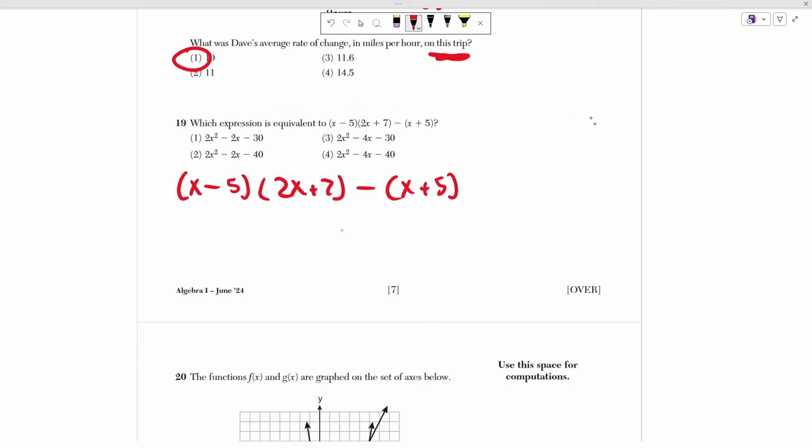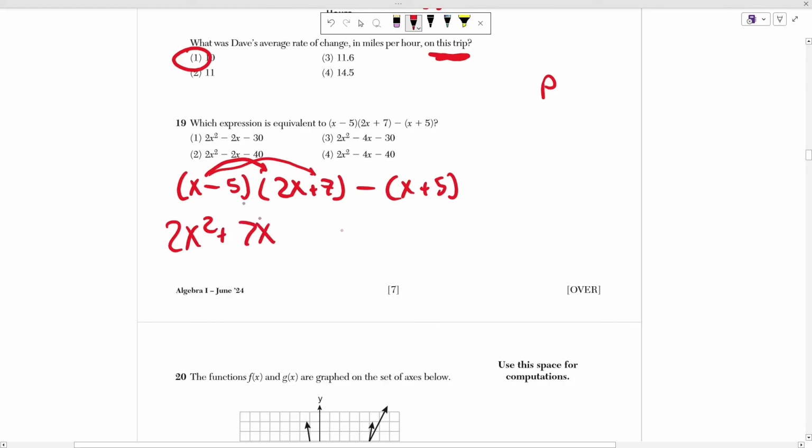We're going to do parentheses first because of PEMDAS, but remember that when you have multiple parentheses, you're going to go from left to right. So the thing all the way to my left is this multiplication. To expand this, you just need to multiply the terms. So x times 2x is equal to 2x squared. x times 7 is equal to 7x. Negative 5 times 2x is equal to negative 10x. And negative 5 times 7 is equal to negative 35, okay?